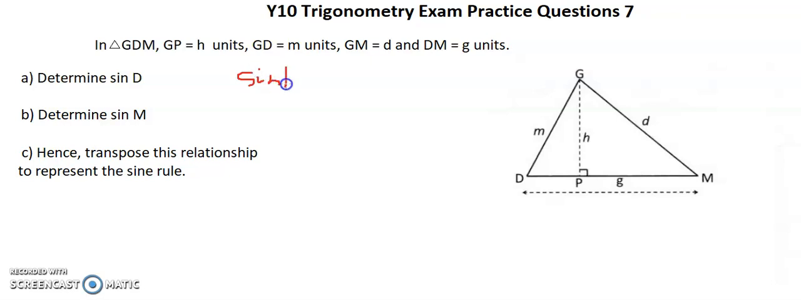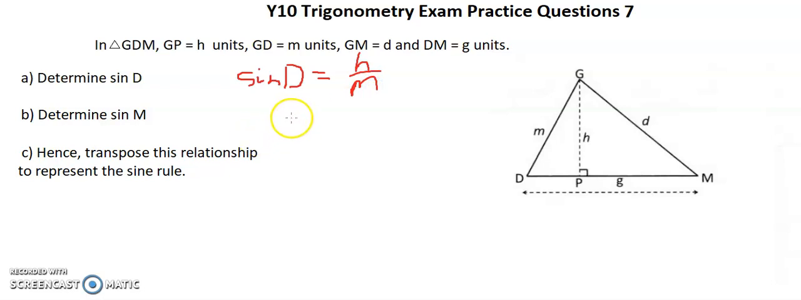So the first thing I look at when I've got sine D is I think about that relationship. The trig ratio of sine is opposite over hypotenuse. So my opposite here is H and my hypotenuse is M. So I'm just going to be going H over M.